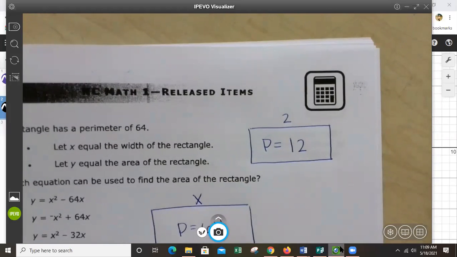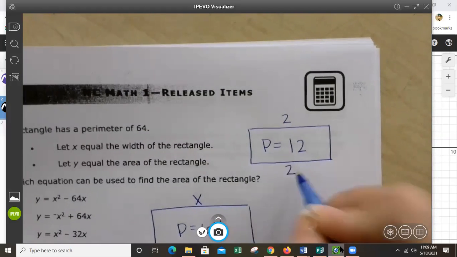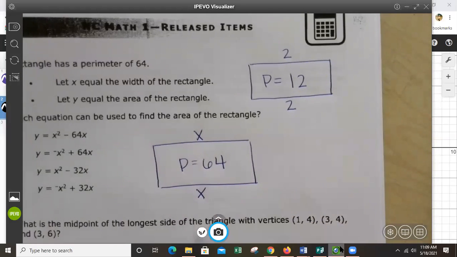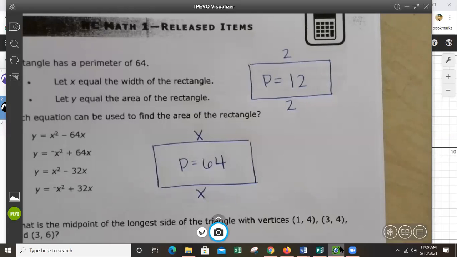Tell me what you know about this rectangle. We know the perimeter is 12 that I drew. I know that the length is 2. What else do I know about that rectangle? The other length is 2. So on my big rectangle I drew, I know that this is X, right? Is everybody okay with that? You understand what I'm doing there?